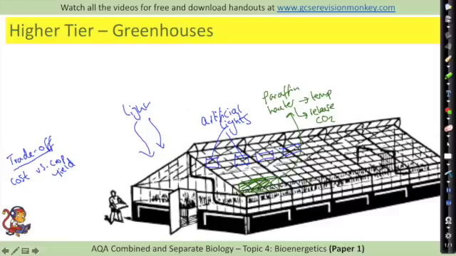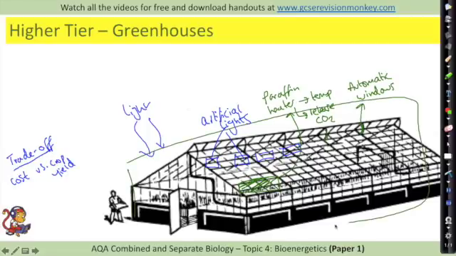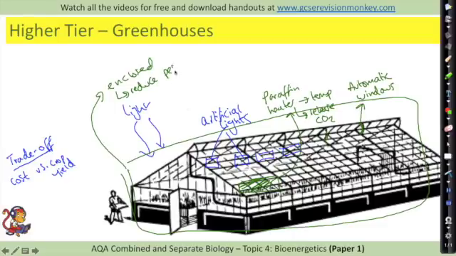You can also have windows like these at the top, this top layer here, that can automatically open and close to adjust the temperature to make sure that it is optimal. And of course, the fact that it is all in one enclosed building will also reduce the number of pests inside, and obviously that is an added benefit for you when you're trying to grow plants inside.